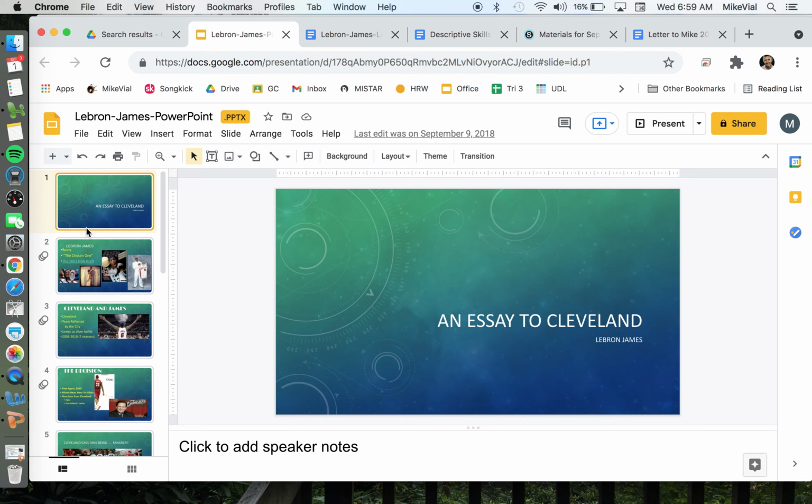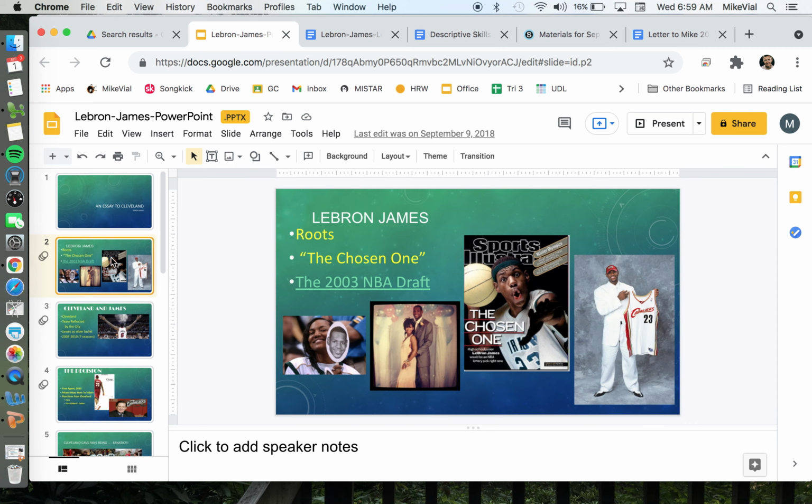Now, if you know anything about LeBron James, other than the fact that he was in Space Jam 2, you might already know that he was known as the chosen one when he was drafted, when he was not much older than you. I mean, he had such a successful high school basketball career, and his draft pick, he was just a star coming into the NBA in 2003.